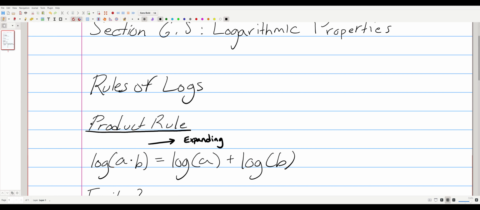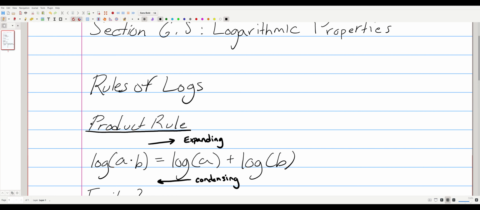Hopefully that's clear to see because we're taking one log and breaking it up into two. It's taking up more space, so we're expanding it. And if we were to go the other way, we call it condensing because we're taking the two logarithms and writing them as one logarithm.